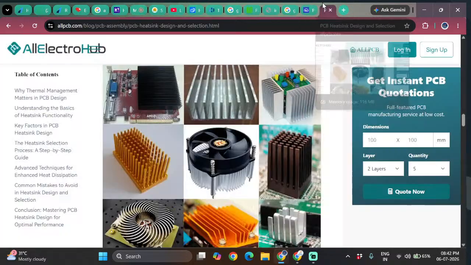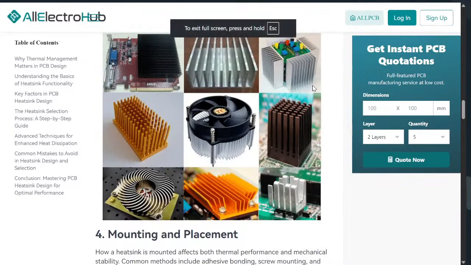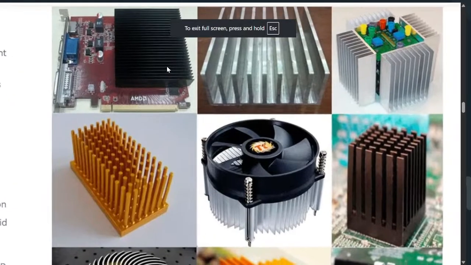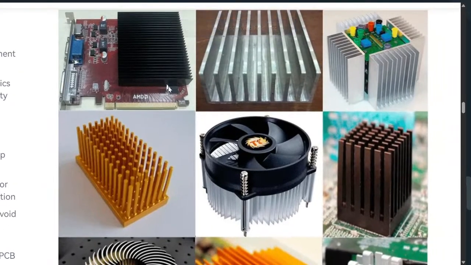Now we will also see that many types of heat sinks are used in PCBs. Many kinds of heat sinks. This is one kind of heat sink, and here is another. This is a heat sink which is coupled with a cooling fan.